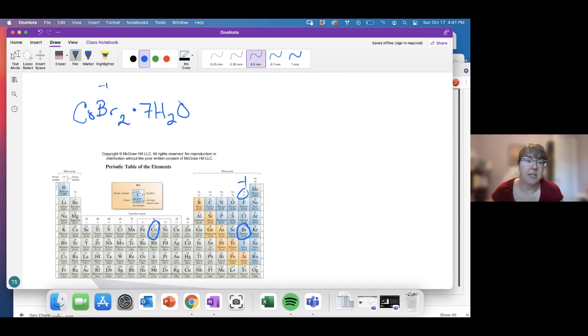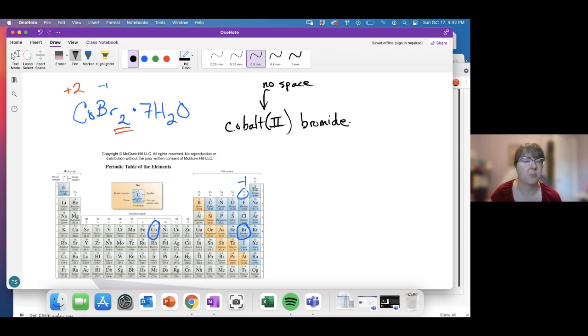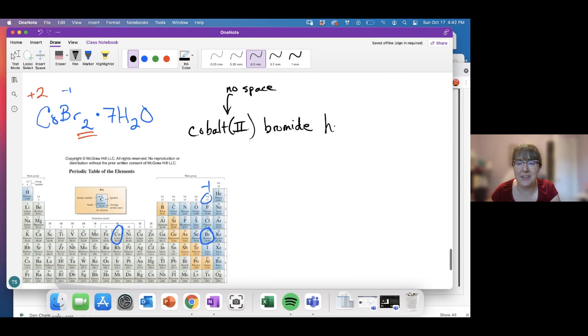My cobalt, I don't know what it is, but I know that my bromide ion now has a 2 by it. So since my bromide ion only has a -1, and there's 2 of them, this should be a +2. So when I go to write this out, this is going to be cobalt 2, putting that Roman numeral in parentheses, and hopefully I'll notice that there's no space here. Bromide, I don't need a prefix for the bromide because I basically looked up its charge on the periodic table. And then 7 is going to be heptahydrate.